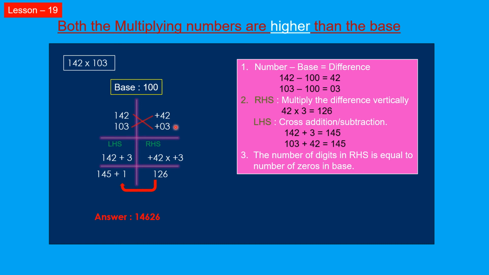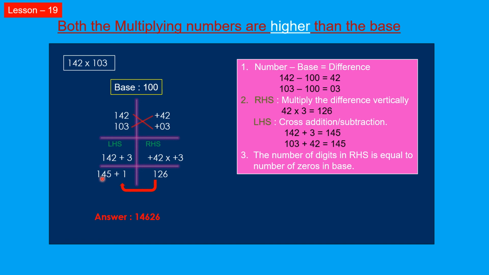Then you get your answer in 2 parts, right hand side and left hand side. So on right hand side, you multiply the difference vertically. So this is the difference, right? So you multiply the numbers vertically. 42 times 3 is 126. And in LHS, what you do? You do cross addition. If you do 142 plus 3, you get 145. And the same if you do 103 plus 42, you get 145. So write 145 towards the LHS side.